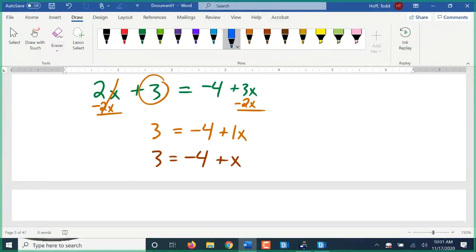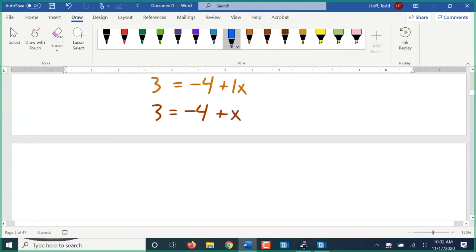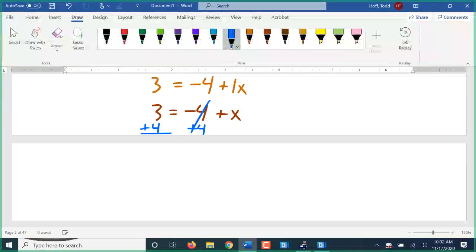We remember when we did our negatives, our integers, adding a negative 4 and subtracting a 4 are the same thing mathematically. But it's easier for us to think of this as being subtracting 4, so that to solve it, we're going to add 4 to remove that minus 4, making sure we add 4 to the other side. 3 plus 4 is 7 equals, on the right side, the 4's have canceled out, leaving us with just x. Since it was a 1x or just x, there's nothing to divide by. We have 7 equals x.